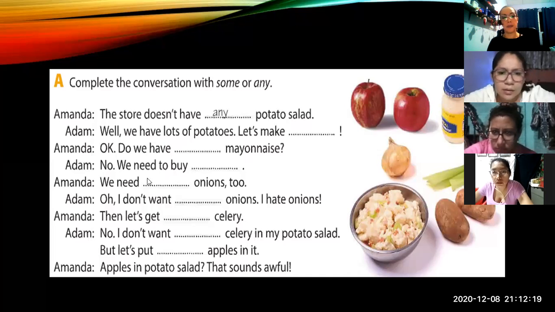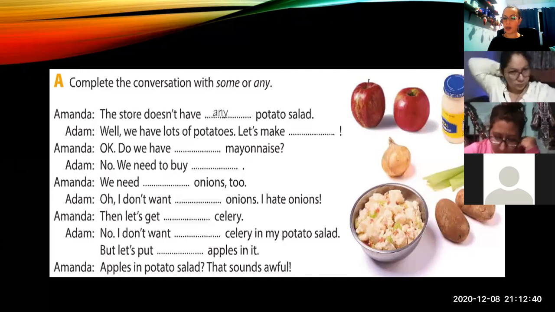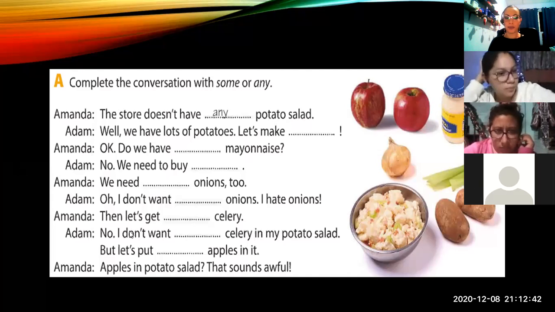What is the answer here? We need some or any? Some onions too. Yes, we need some onions too. Oh, I don't want any onions. I hate onions. Then let's get some celery.